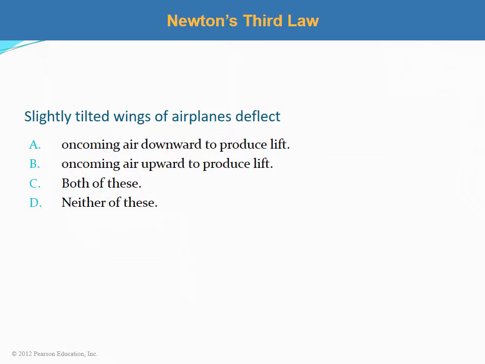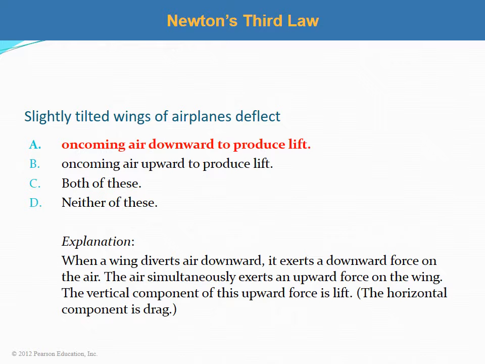Slightly tilted wings of airplanes deflect A, oncoming air downward to produce lift, B, oncoming air upward to produce lift, C, both of these, D, neither of these. A, oncoming air downward to produce lift. When a wing diverts air downward, it exerts a downward force on the air. The air simultaneously exerts an upward force on the wing. The vertical component of this upward force is lift. The horizontal component is drag.